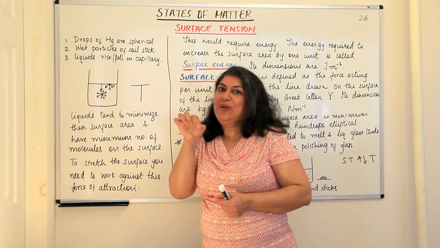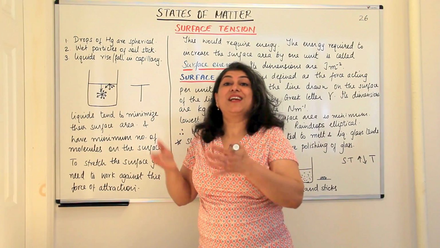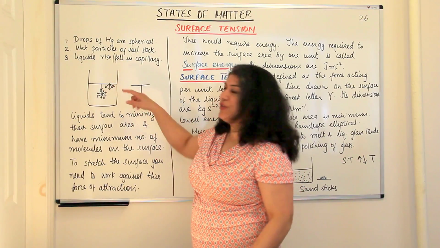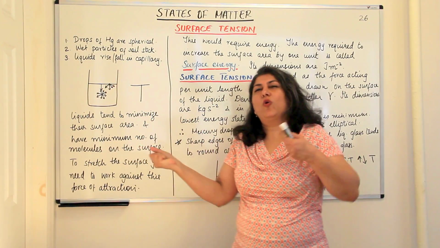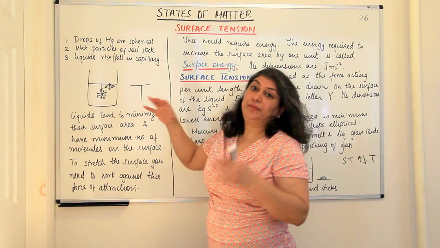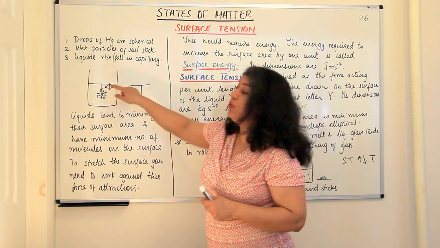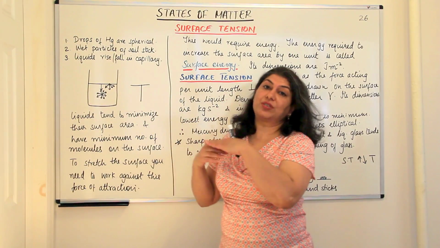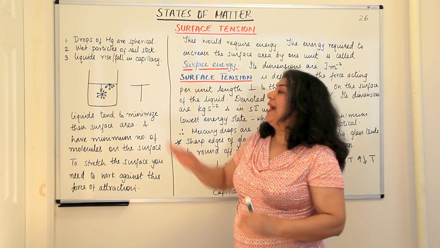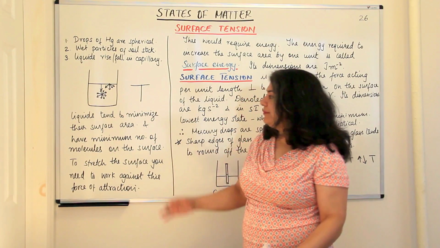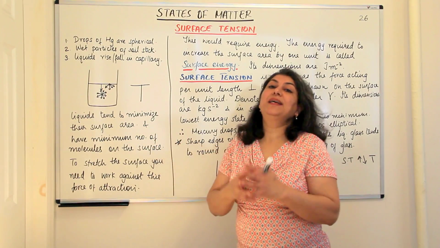If you put a twig, which is less dense, over it, we find it starts floating over the water. That is because the molecules of water are holding themselves so strongly together, and this force is pulling the molecules at the surface towards the center. It acts perpendicularly to the surface of the liquid, and this force is known as surface tension. Liquids tend to minimize their surface area.